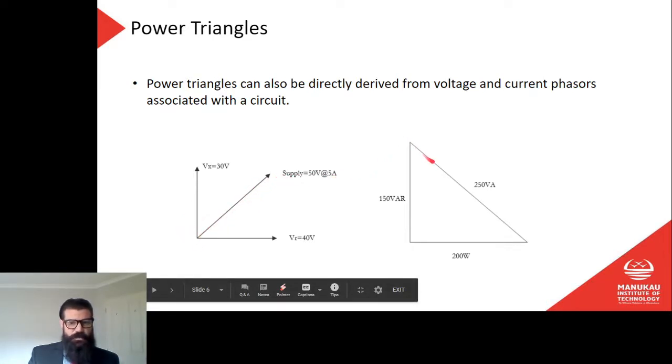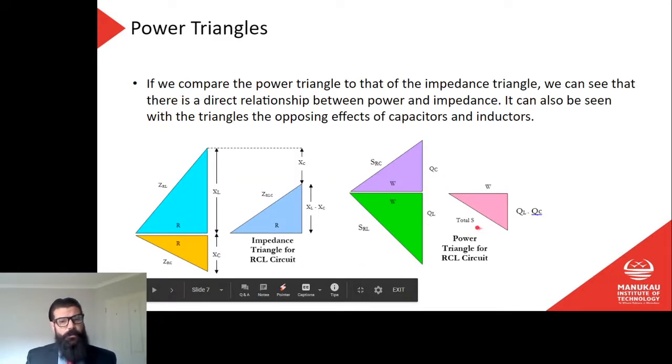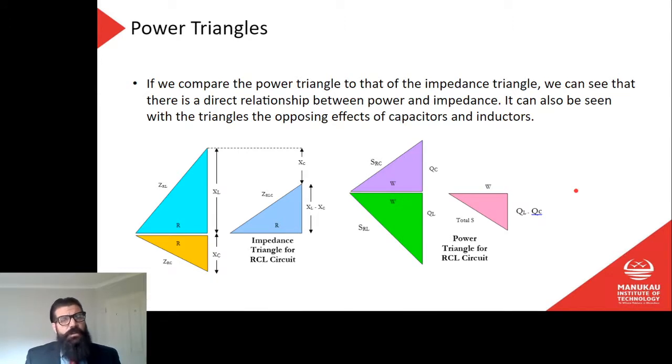That would be the same as this hypotenuse here. And it's exactly what I was talking about, that the triangle looks the same. Here we have all the voltages, here we have power, but the triangle ratios will be exactly the same. You'll find that the phase angles will be exactly the same. So if we compare that power triangle to an impedance triangle, we can see there's a direct relationship between power and impedance. It can also be seen with the triangles, the opposing effects of capacitors and inductors.